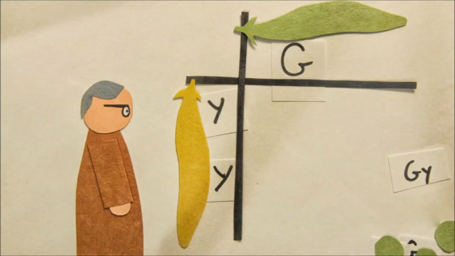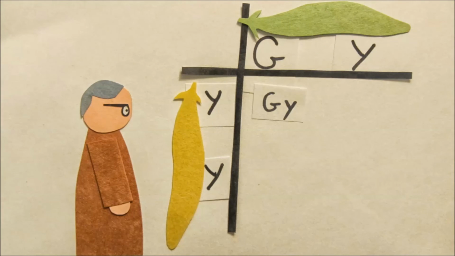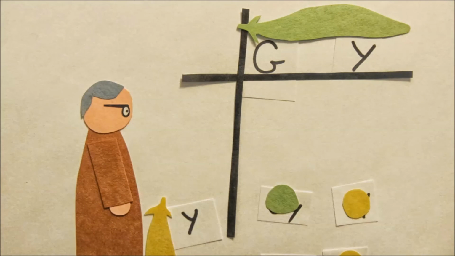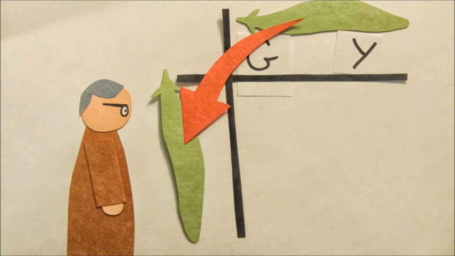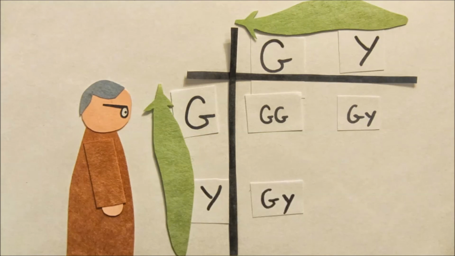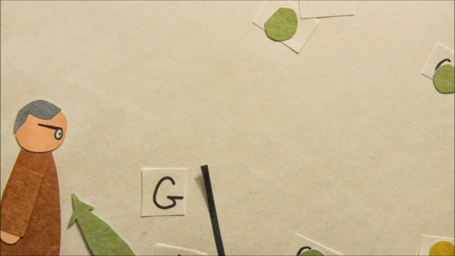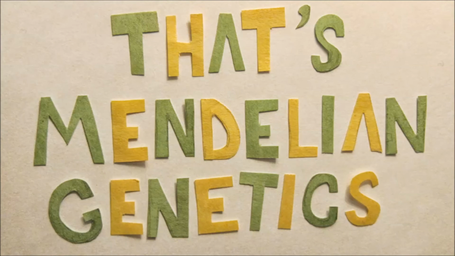Let's take one and cross it with the yellow. Half the offspring are yellow now. And if we cross the 2 heterozygous pea plants, there's a 1 in 4 chance the offspring will be yellow. Neat! And that's Mendelian genetics.